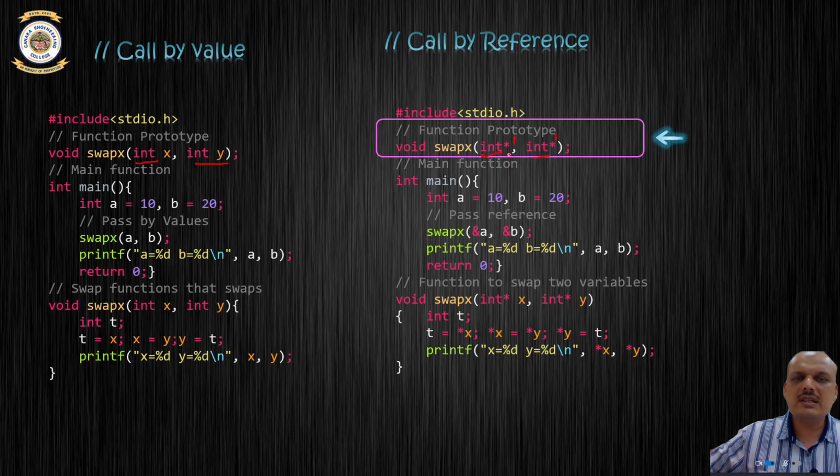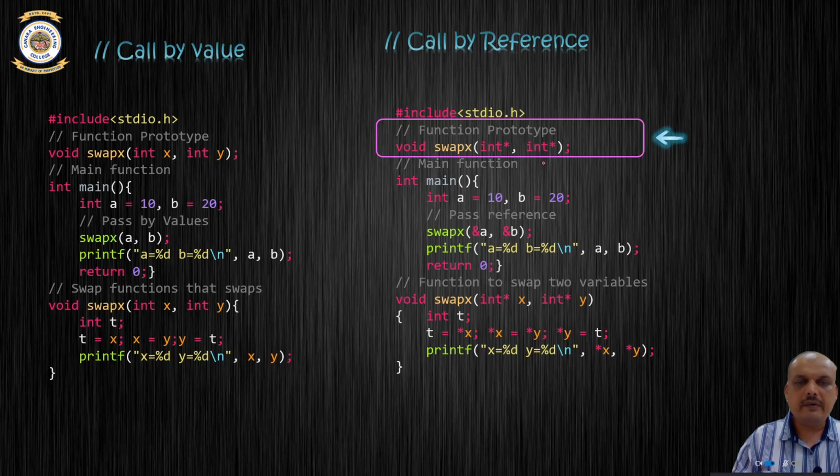So you just have to prototype what type of data it takes in and what type of data it spits out. Here, what it takes in is an address, so I need a pointer. What does it pass? An integer address, so I need an integer pointer to store two addresses. So that is what is being prototyped here.